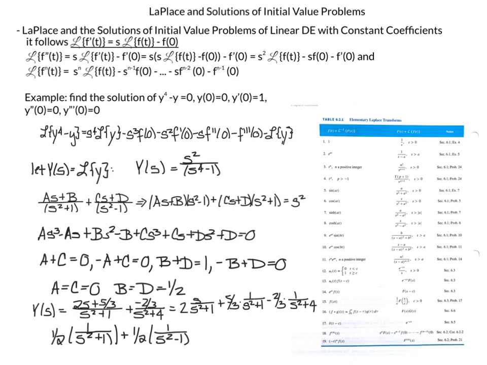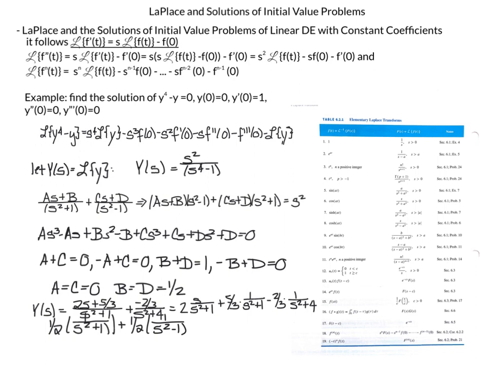So for s to the fourth minus 1, we're looking for something that looks like s squared plus 1 and s squared minus 1, with as plus b on top and cs plus d on top over here. So you can follow through the algebra, and I get that a and c are equal to 0, and b and d are equal to 1/2. So in other words, my Y of s is 1/2 times 1 over s squared plus 1 plus 1/2 times 1 over s squared minus 1.